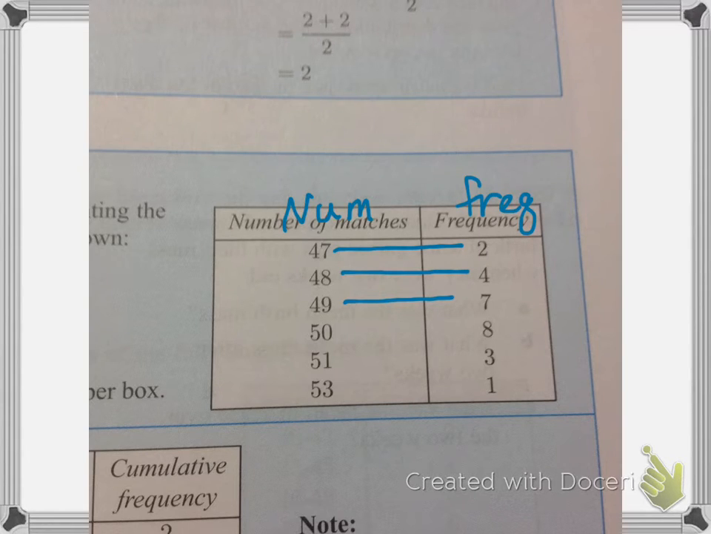So let's go to here, and I'm going to type in 47, 48, 49, 50, 51, and 53. There's no 52. Now in the freq column, I'm going to type in 2, 4, 7, 8, 3, and 1. And I would check your work because you need to make sure that opposite the 51 there is a 3. Whatever is in the left column, the right one matches.